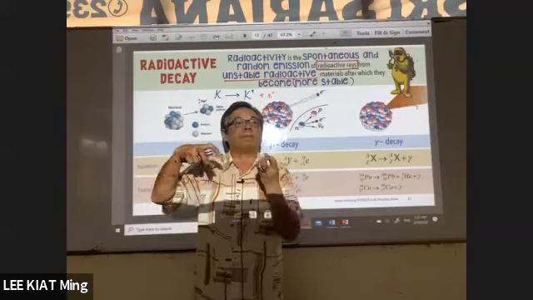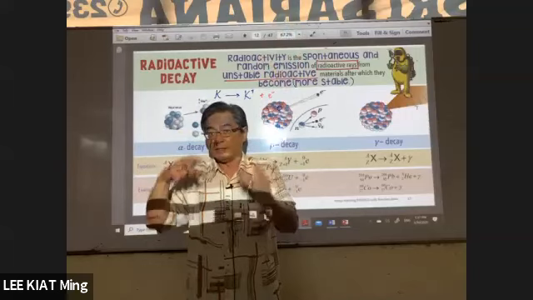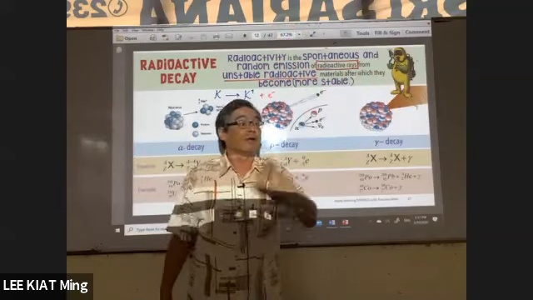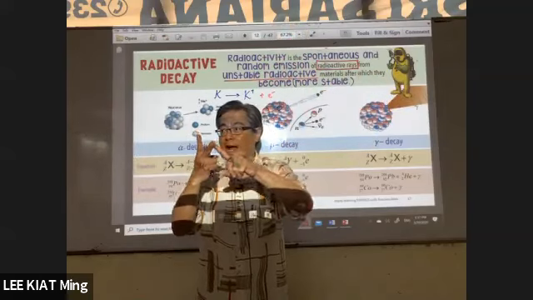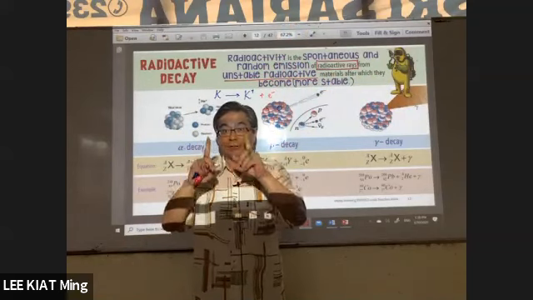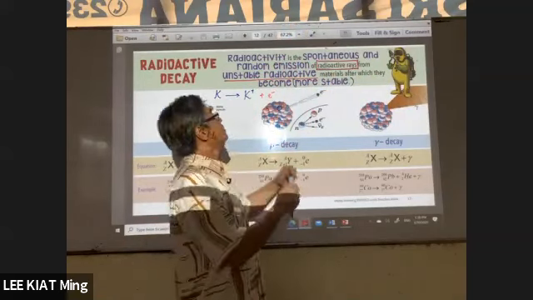Alright, we have many atoms. We do not know which atom will burst. What does it mean? We use the word decay. Which one will decay to give up radiation? What radiation? Alpha, beta, or gamma. Understand? And this is a very special radioactive metal.